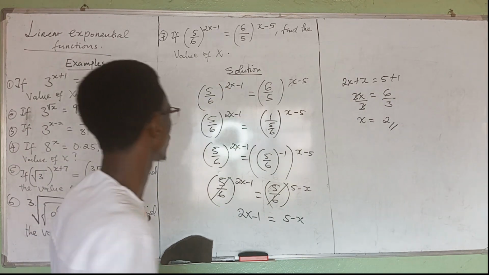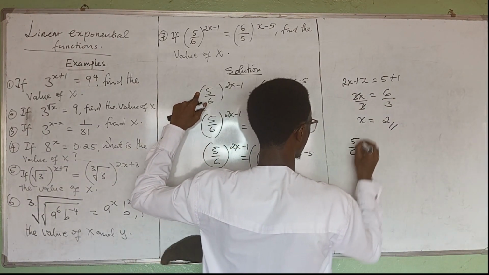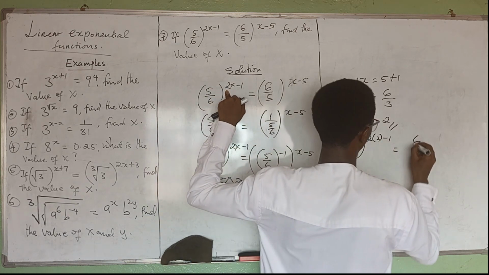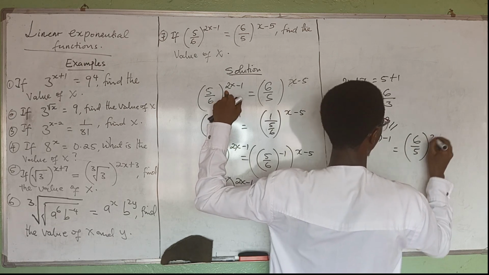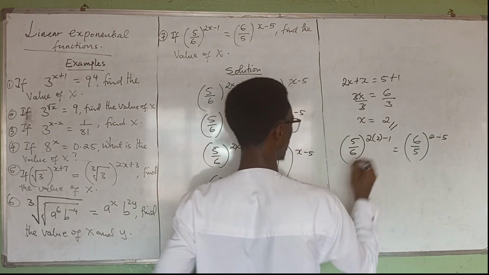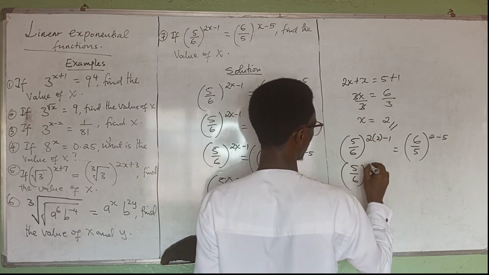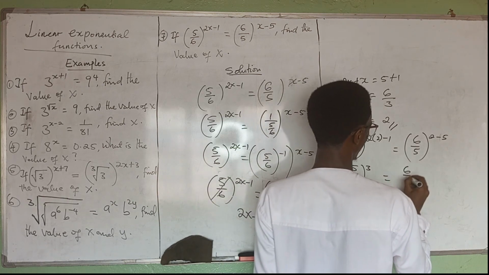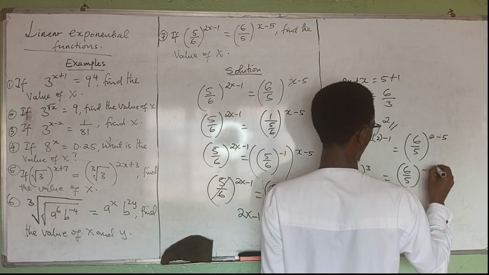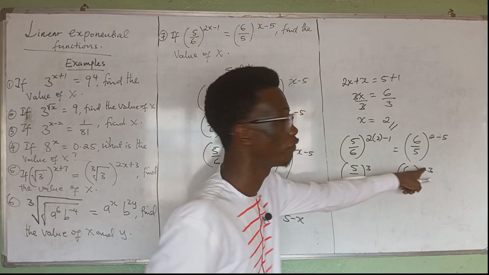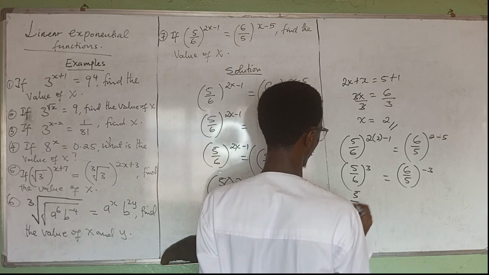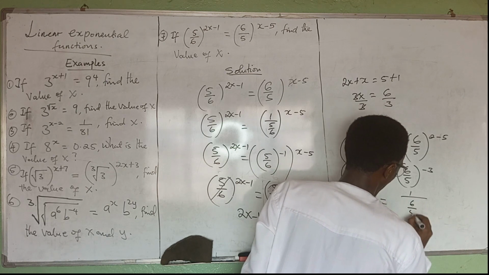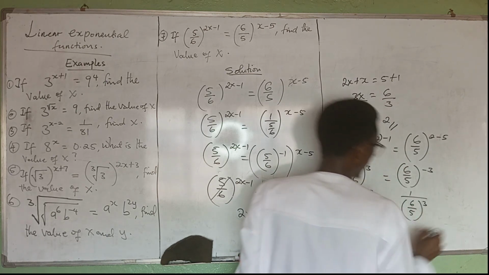Now, if you want to prove that your answer is correct, just plug your answer in. We want to check. This becomes (5/6)^(2*2-1) equals (6/5)^(2-5). Here, this is (5/6)^(4-1), which is (5/6)^3, equals (6/5)^(-3). If we want to change this one, it becomes 1 upon (6/5) all raised to the power 3.